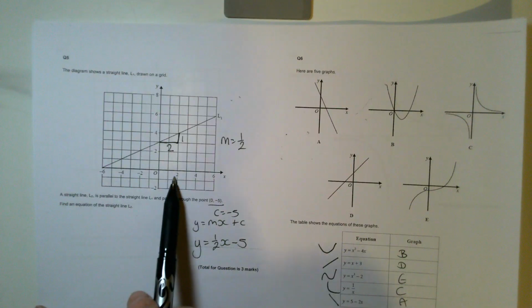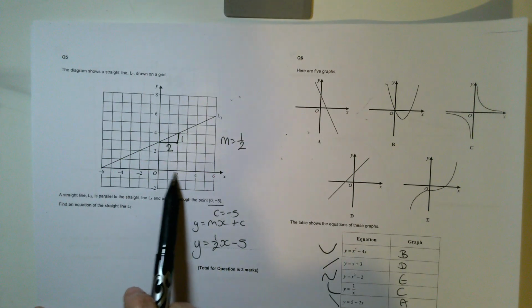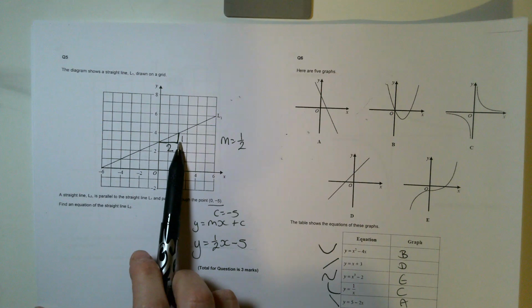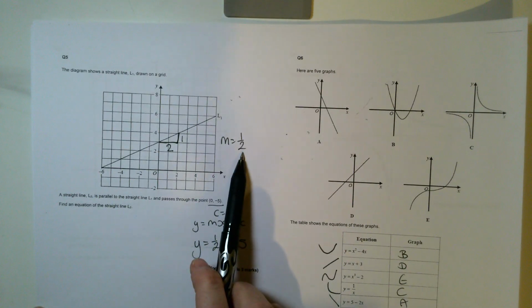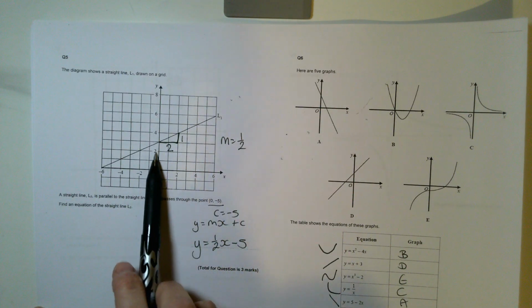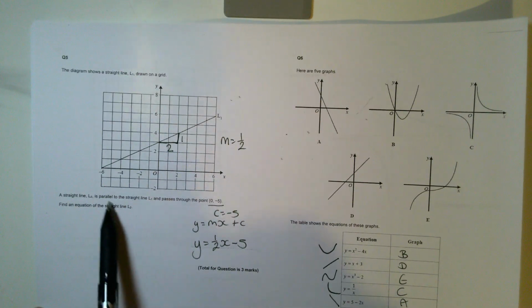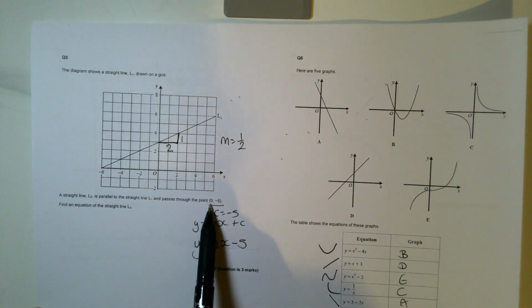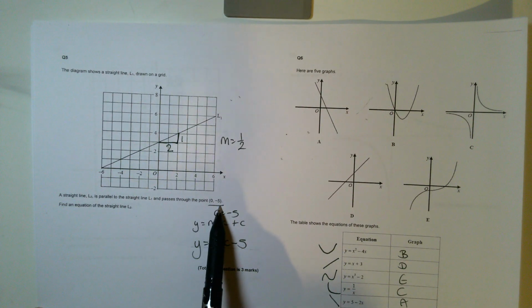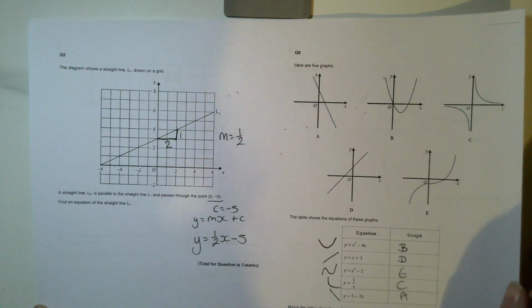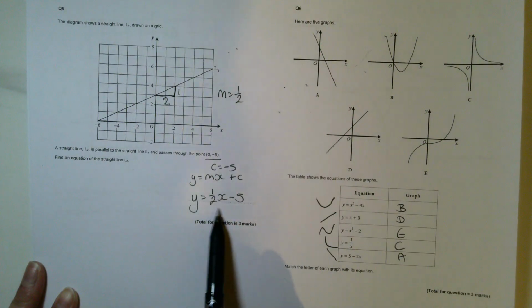For this one, you've got a step there with 2 and a rise of 1, so the gradient's a half, and it cuts there. Oh no, we wanted the one parallel. So this one cuts at 3, however, it goes through the point 0, -5, so the y-intercept is -5. So y equals a half x, take away 5.